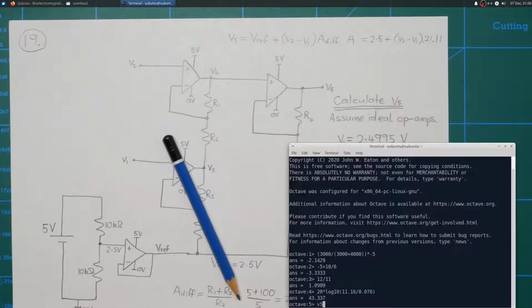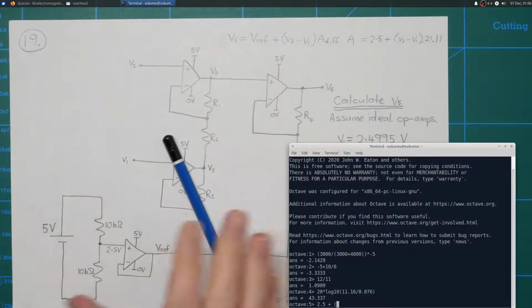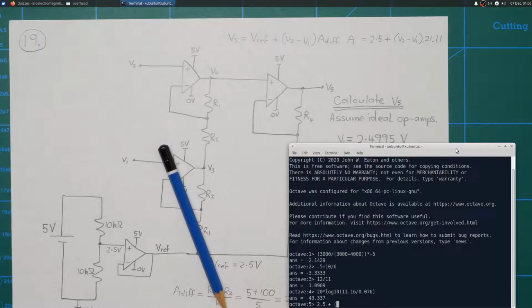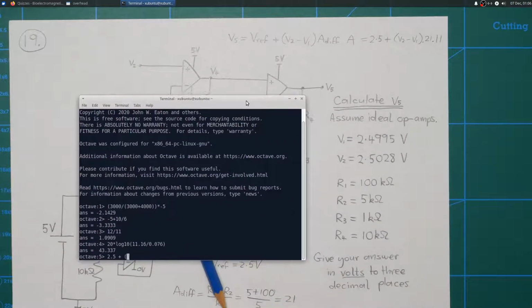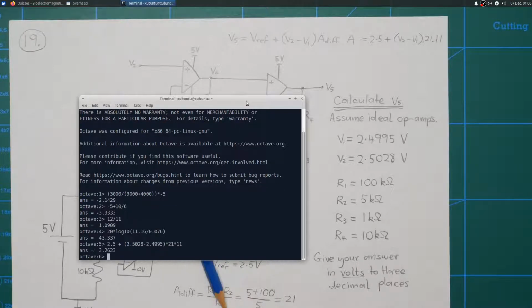So V5 is going to be 2.5 plus, let's just move this window over here, V2 is 2.5028 minus 2.4995, multiplied by 21 multiplied by 11. 3.2623.